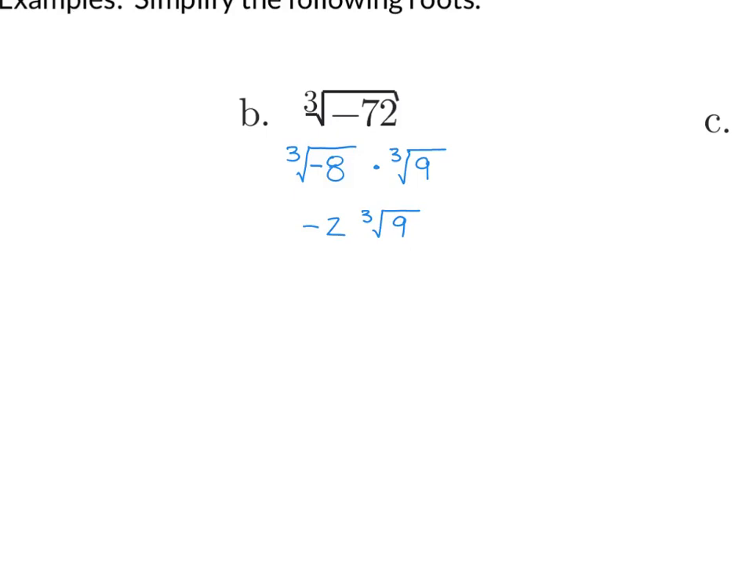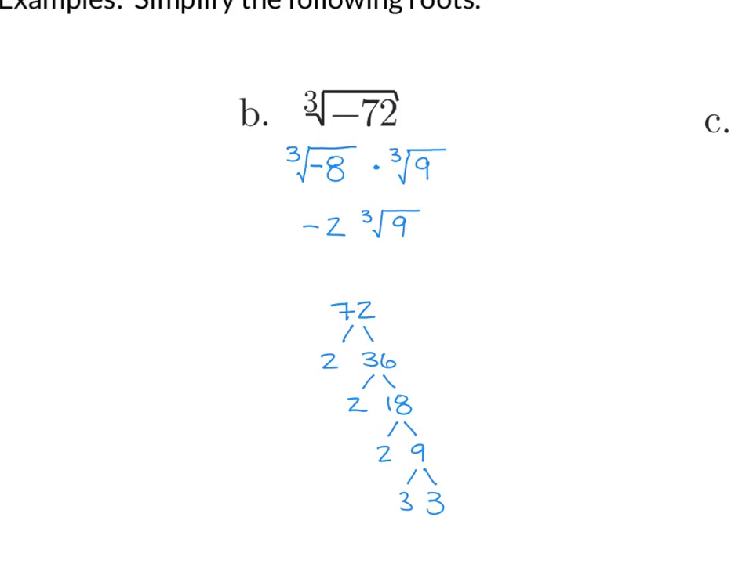Now if you struggle with knowing your cubes and your higher powers, you can go ahead and do this using factorization. So I'm going to ignore the negative for now, and I want to factor 72. So if we look at any two numbers that multiply to 72, I'm going to go with 2 and 36. 36, I'm going to go 2 and 18. 18, I'm going to go 2 and 9. And 9 is 3 times 3.